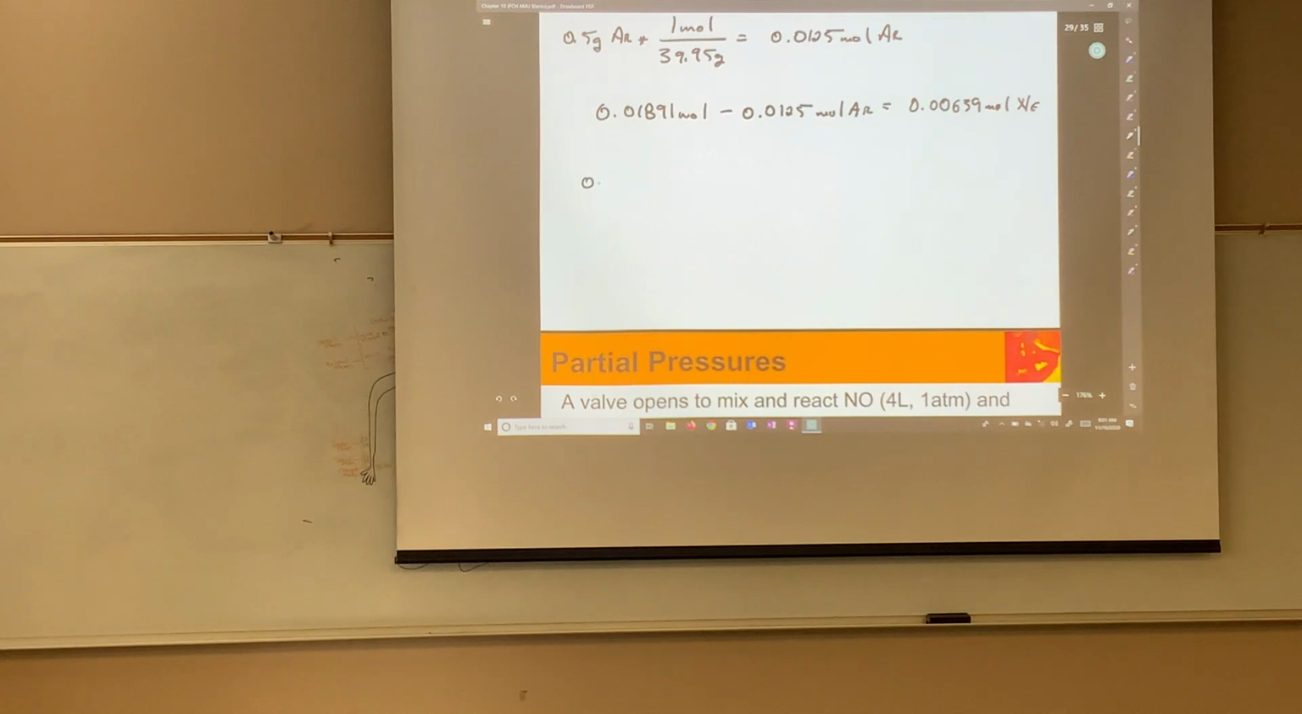And then we just do our final step. Moles of neon. Convert moles back into grams. So for every one mole of neon, we have 20.179 grams. 0.253 grams is about what I got.